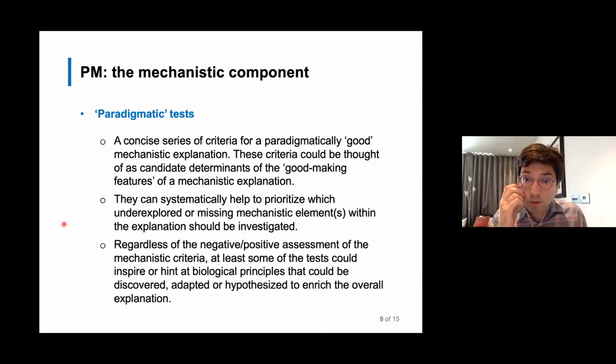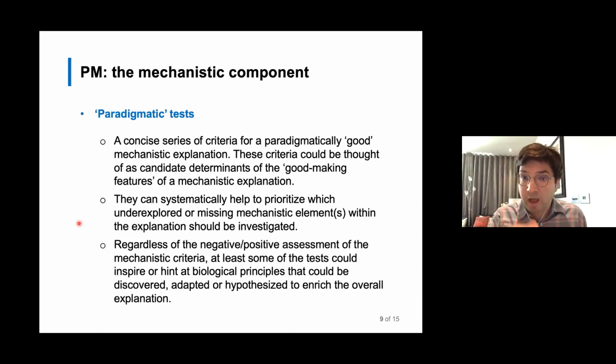So let me just quickly mention the mechanistic component of PM. The mechanistic component uses various learnings from the new mechanist literature, various philosophy of mechanism lessons going back to the Cartesians, to have a series of basically pragmatic tests that are supposed to test for what a paradigmatic good mechanistic explanation would entail. So it's looking for good making features of a mechanistic explanation.